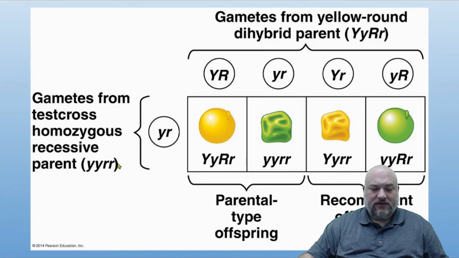Here's a test cross, and this is the results we'll get. YY, RR, YY, RR, Y, so on. Okay, so what we'd expect.